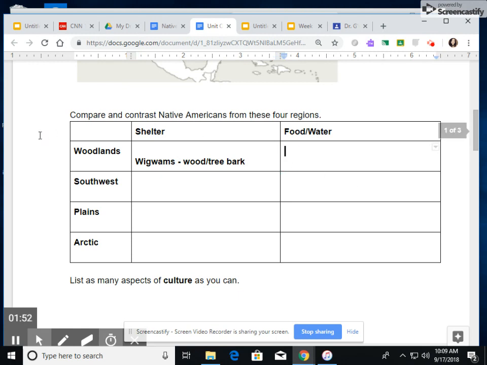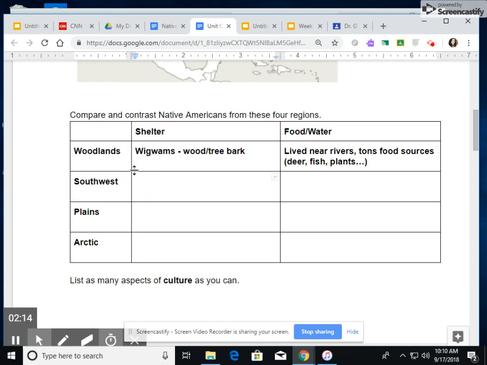What food and water? They lived near rivers, and they had tons of food sources. So they had deer and fish and plants and all kinds of stuff. Okay, the list goes on and on. They definitely had the most resources.